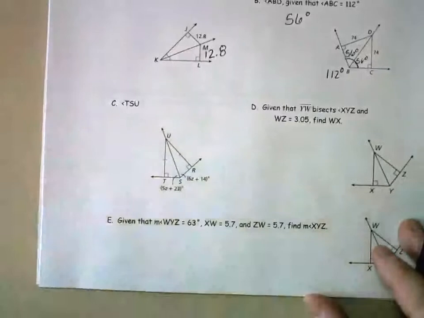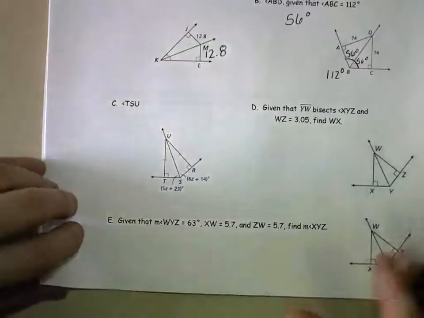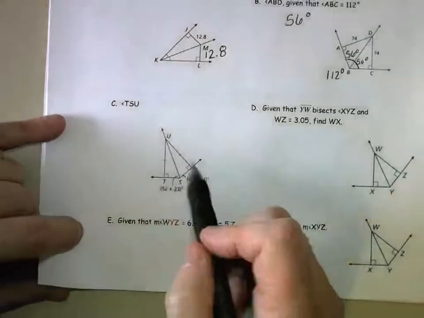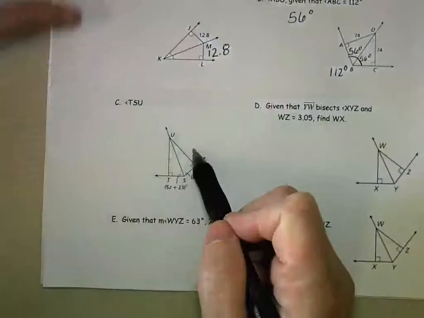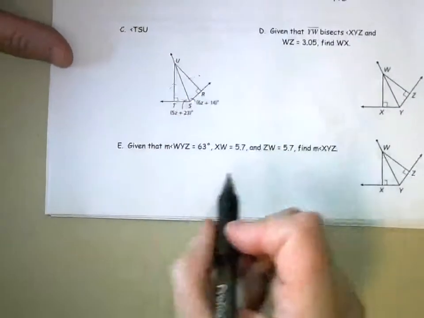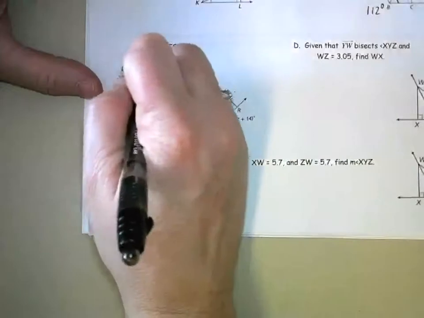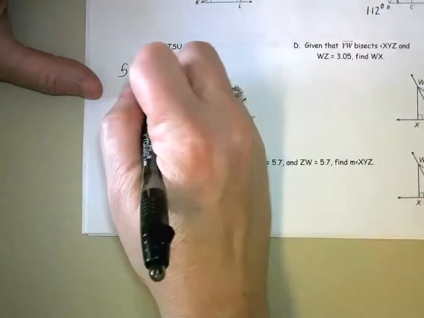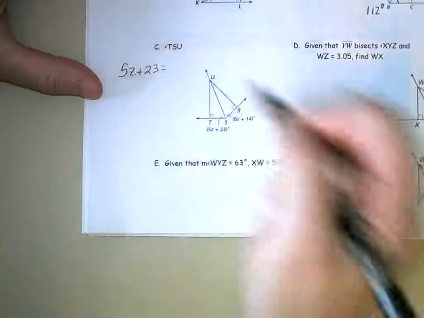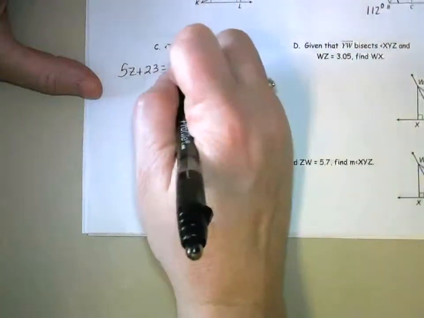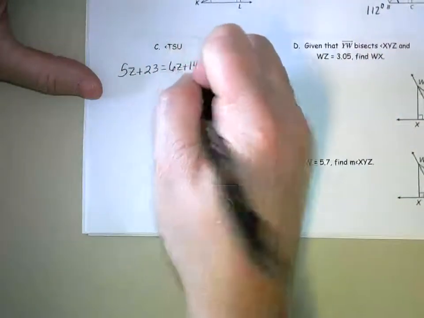Letter C, we are asked to find angle TSU. Since these sides are equal, these angles are equal. And this one involves a little algebra. 5z plus 23 equals 6z plus 14.